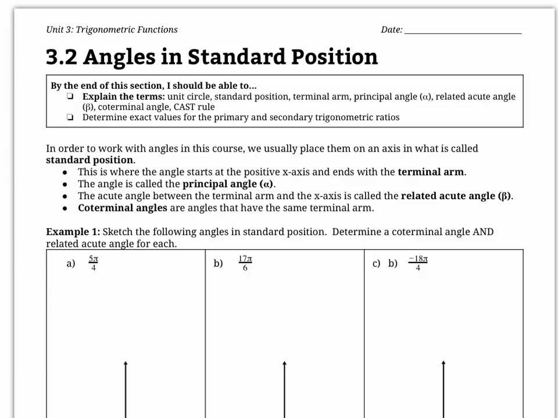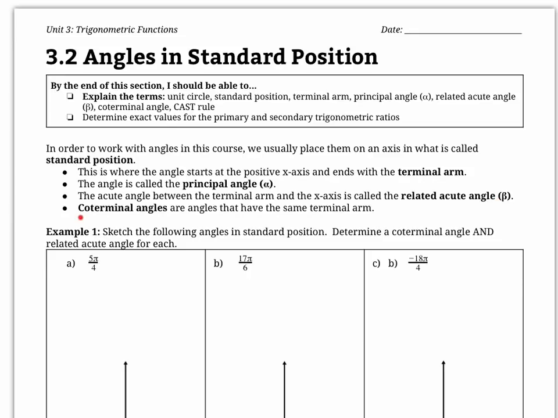That angle is called the principal angle. We're going to use this little symbol to denote the principal angle, and that's called alpha. The acute angle between the terminal arm and the x-axis, that's called the related acute angle, and we've seen that before. We're going to call that beta. So alpha will be our principal angle, beta will be our related acute angle.